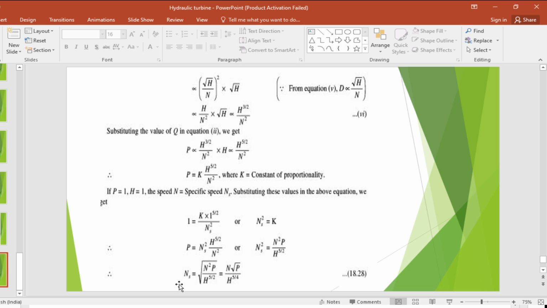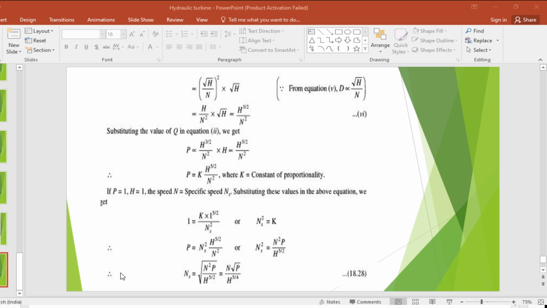You will get Ns equals N root of P divided by H raised to 5 by 4. This is the equation for your specific speed. Now we'll move further.